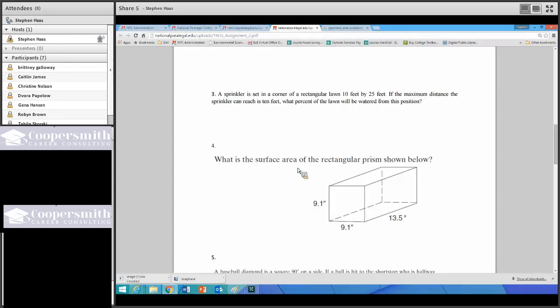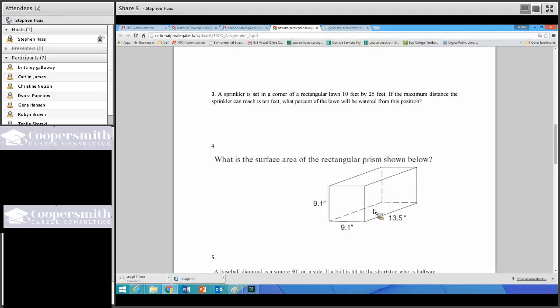How many surface area sides are there on a prism? 6. That's right. So really what you need to do is add up the area of all 6 of them. There's the front side, the back side, the bottom, the left side, the right side, and the top. So there's 6 altogether.